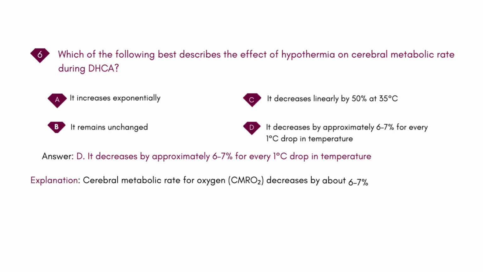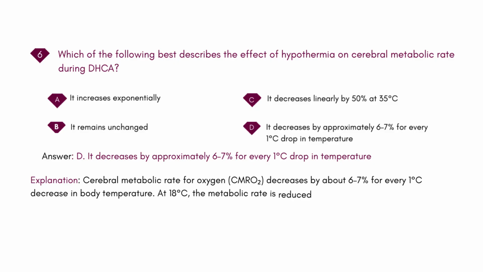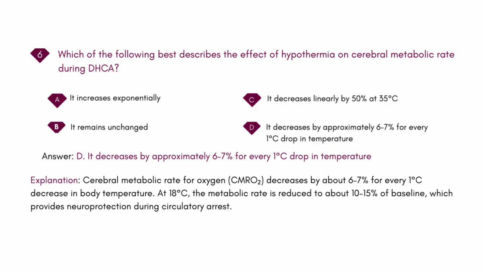Explanation: Cerebral metabolic rate for oxygen, CMRO2, decreases by about 6 to 7% for every 1 degree Celsius decrease in body temperature. At 18 degrees Celsius, the metabolic rate is reduced to about 10 to 15% of baseline, which provides neuroprotection during circulatory arrest. Which monitoring modality is most useful in assessing cerebral oxygenation during DHCA?